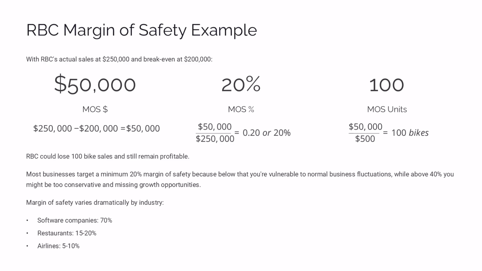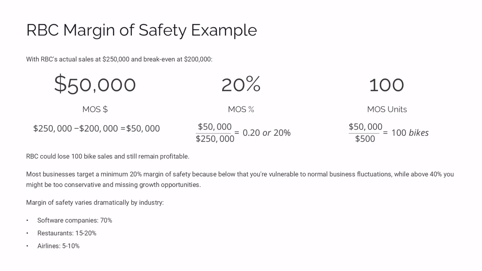Think about how this applies to your career choices. Taking a stable corporate job with guaranteed salary provides high personal margin of safety, while joining a startup with variable compensation has low margin of safety but higher upside. And understanding this trade-off helps you make informed decisions based on your risk tolerance and life situation.